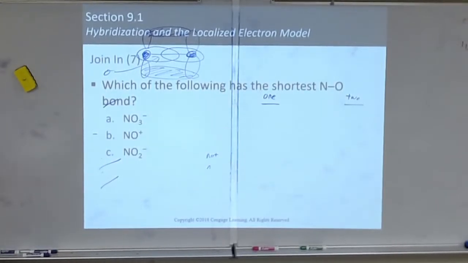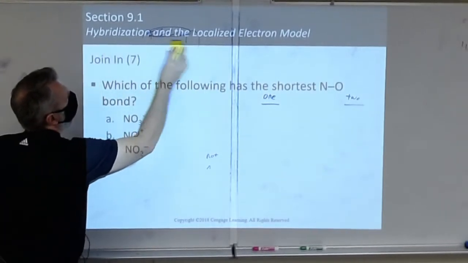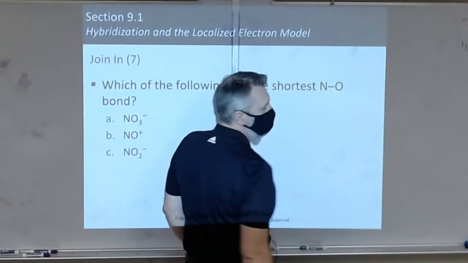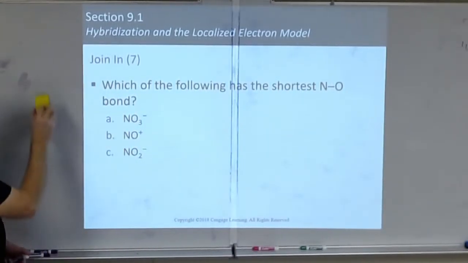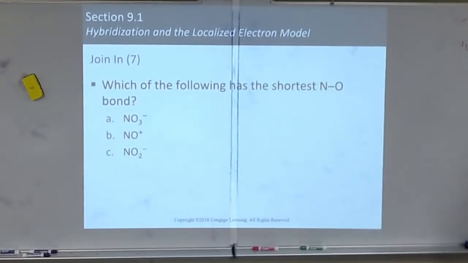Which of the following has the shortest NO bond? Remember, bond length, bond strength? Oh yeah, triple bonds are shorter. There's a question on one of the problems. Internuclear distance. Didn't we just draw that one?